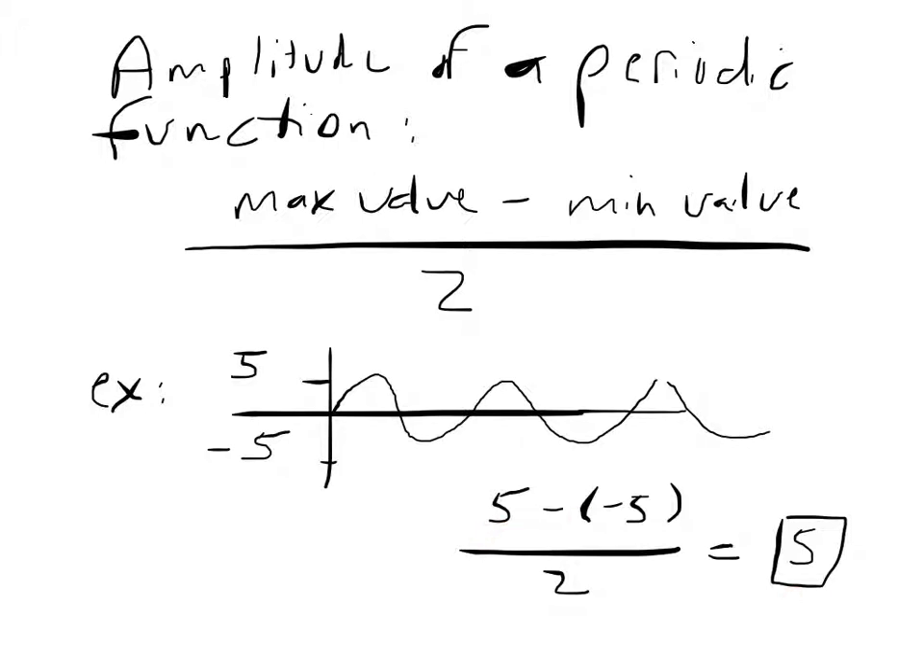Another way to find amplitude is to find your midway axis between your max and min, and look at half of that. So I can see that this is 5 and this is 5, and that's my amplitude of 5.